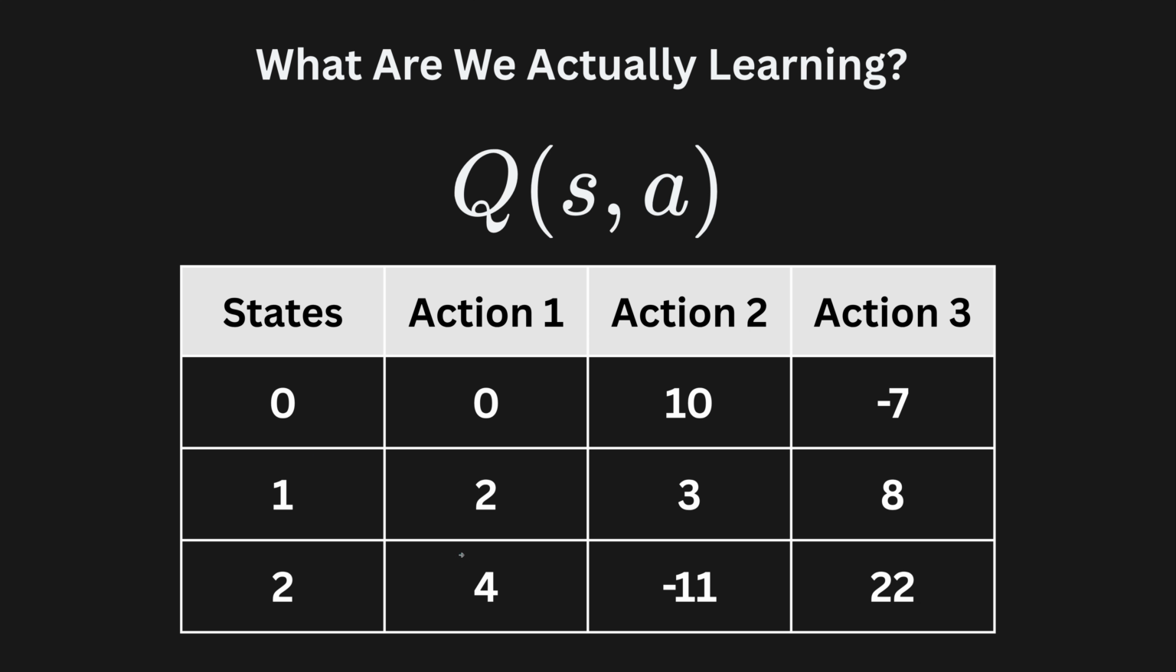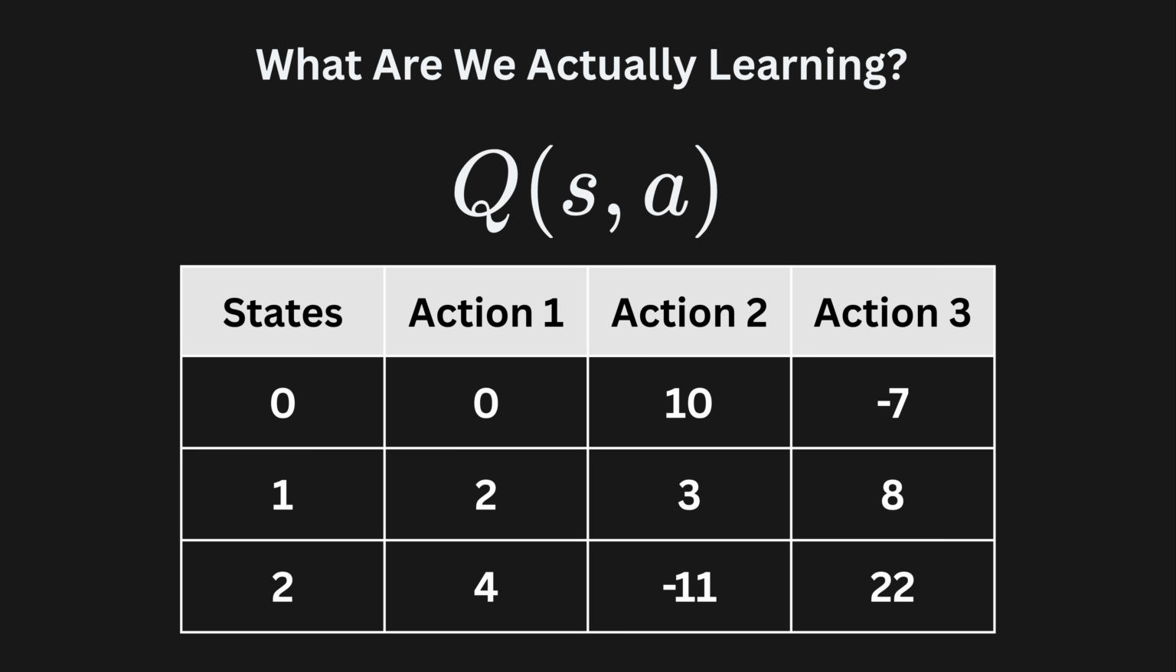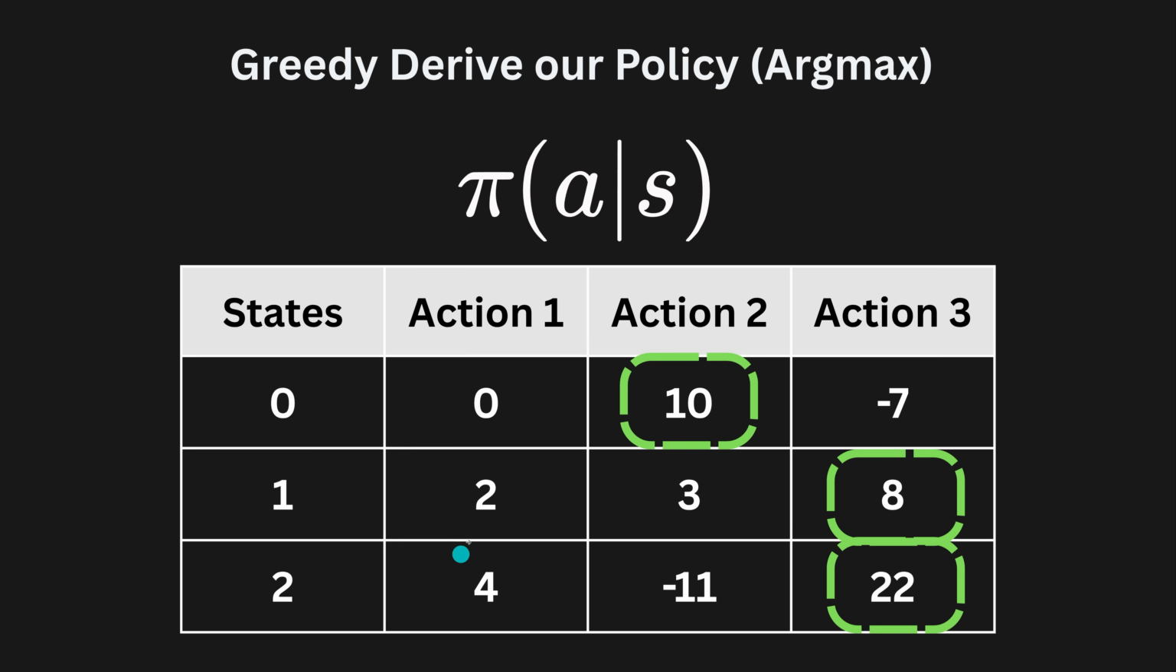And after we've learned this, what do we do? What do we actually want? The entire point is to derive our policy. The policy is what prescribes what action I take at a state. I don't really care about the Q values. It's just that the Q values are the way we derive our policy. So once we've computed our Q values, we can then go back and select the action with the highest Q value. So our policy is derived from that.